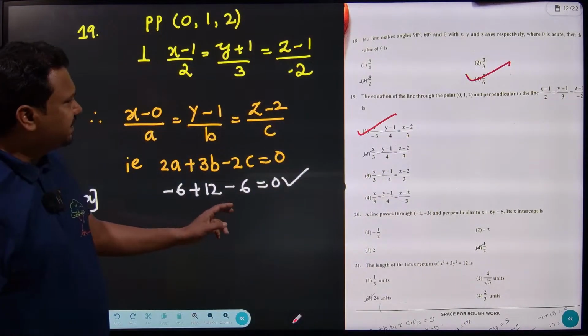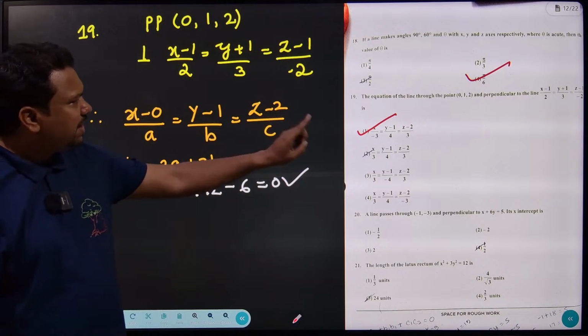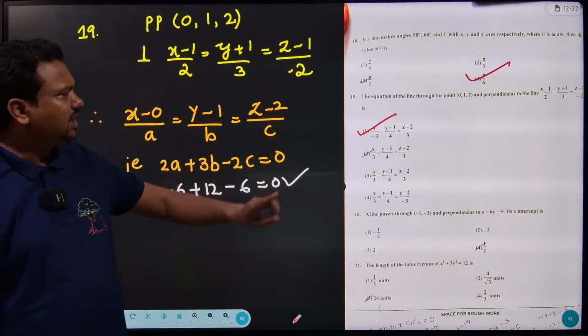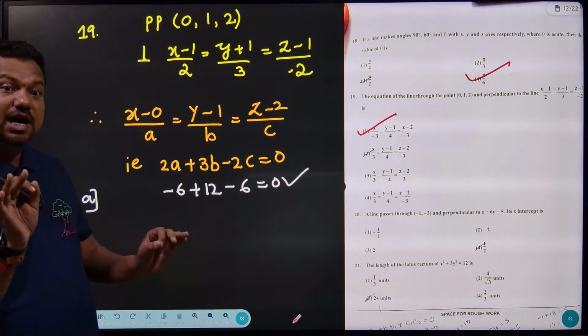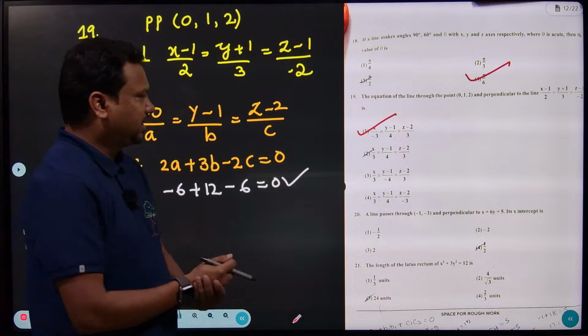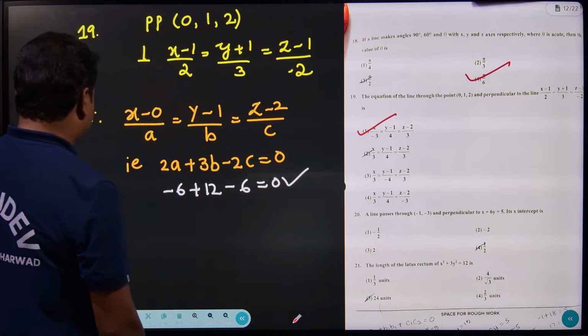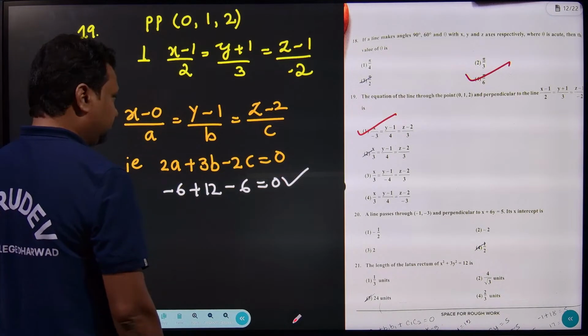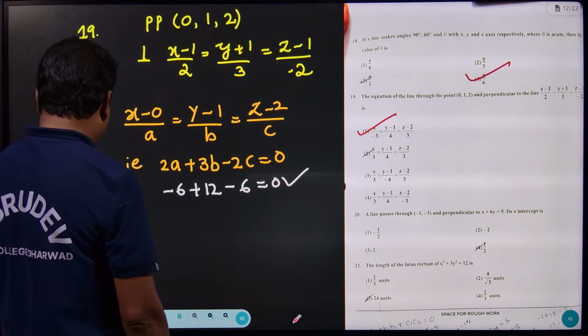That is, x divided by minus 3 is equal to (y minus 1) divided by 4 is equal to (z minus 2) divided by 3 is the right answer. Clear? Clear. Let's go for the 20th question.